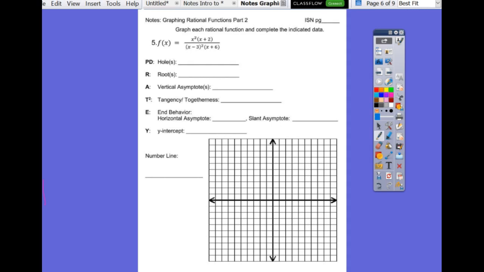All right, so we're going to go ahead and I'm going to continue with graphing rational functions. So the first thing we're going to do is I'm going to look and does anything cancel? So no, nothing cancels.